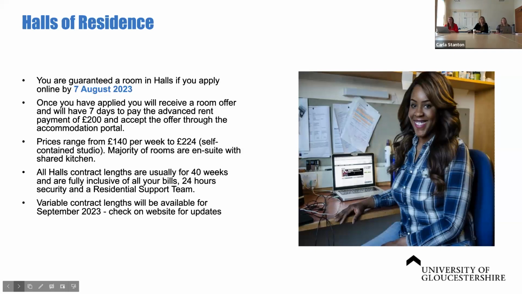As I've said, prices will vary, so students can find accommodation from anything from £140 per week up to just over £220 if they're looking for a self-contained studio flat. The vast majority of our accommodation is en suite with a shared kitchen that a student would share with around 8 to 10 other students. Contract lengths within our halls of residence are usually 40 weeks.